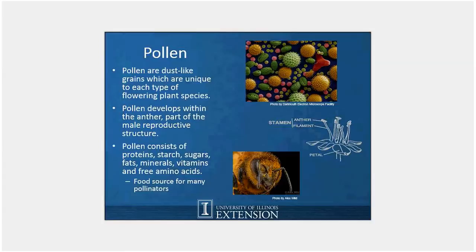And pollen consists of protein, starch, sugars, fats, minerals, vitamins, amino acids, all kinds of good stuff for insects to eat. As a food source for many of our pollinators, bees, beetles and stuff particularly will eat quite a bit of pollen.